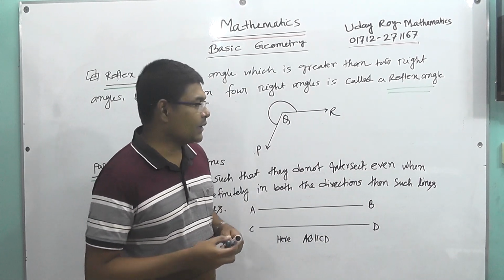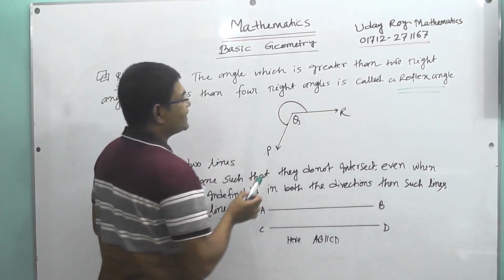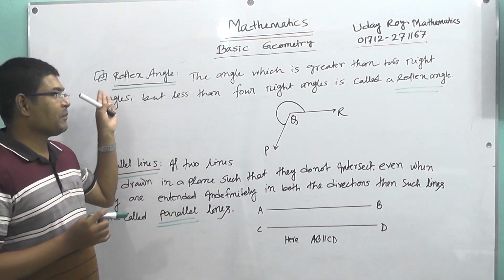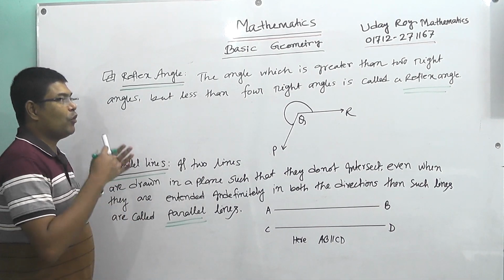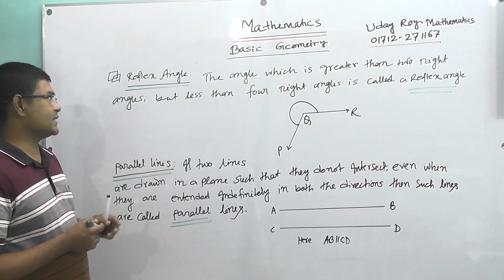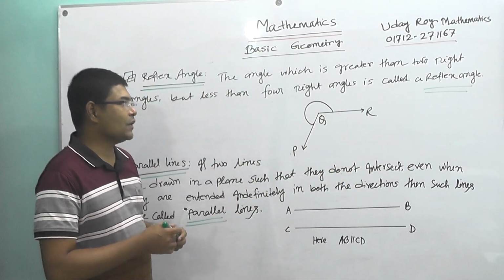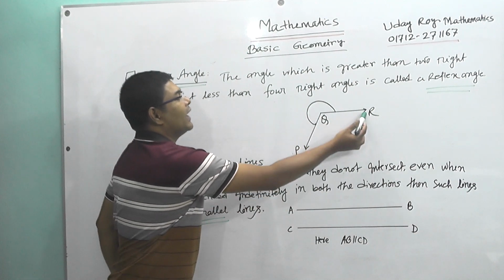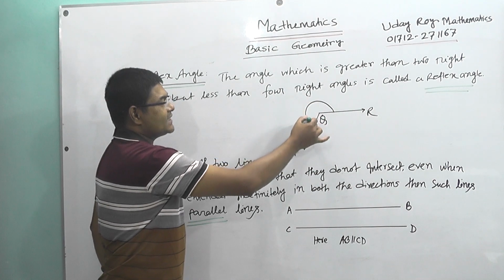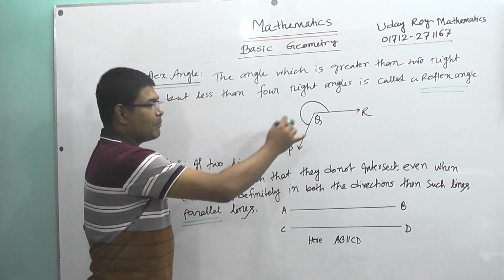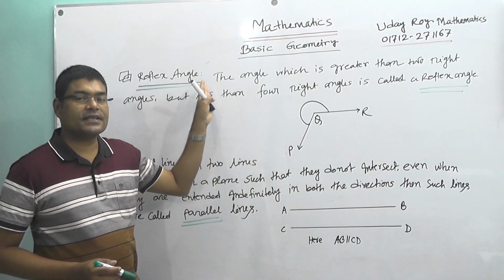So let's come back. You can see here is reflex angle, the angle which is greater than two right angles but less than four right angles. This is the reflex angle. You can see here PQR is a reflex angle, that means this side angle. This is less than four right angles, but greater than two right angles. So this is the reflex angle.